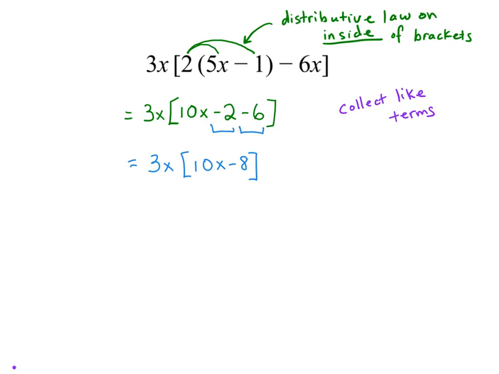Now comes your second set of distributive law. Remember that these have an exponent of 1. So 3x times 10x. So the coefficients, 3 times 10 is 30. For the exponents, 1 plus 1 is 2. And then 3x times negative 8. Coefficients. 3 times negative 8 is negative 24. And the first term has an x, the second term doesn't have any, so it's just 30x squared minus 24x. And those are not like terms, so you do not add them.